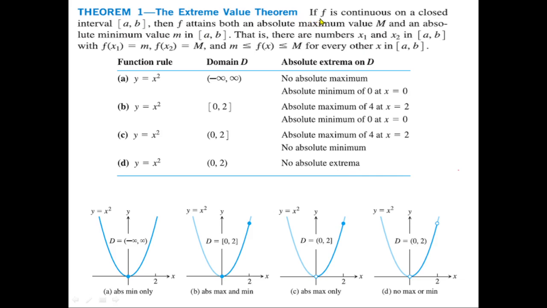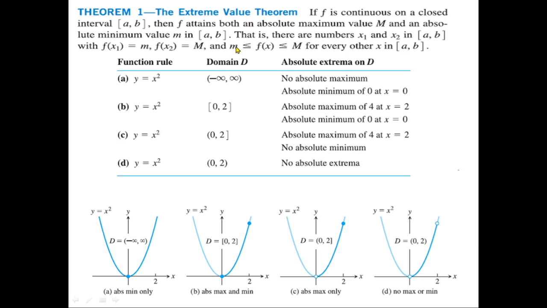Theorem 1: if f is continuous on a closed interval a to b, then f attains both an absolute maximum value M and an absolute minimum value m in a to b. Those are closed intervals. That is, there are numbers x1 and x2 in the interval a to b, with f of x1 equal to small m, the minimum value at x equal to x1, and the maximum value at x equal to x2.